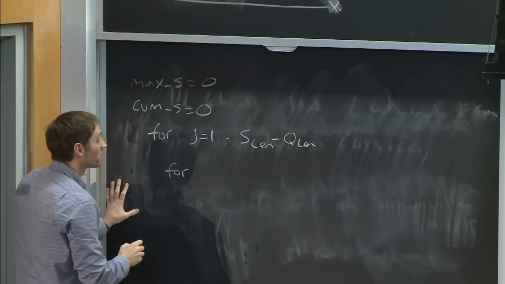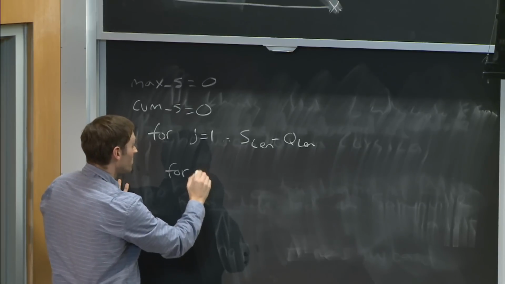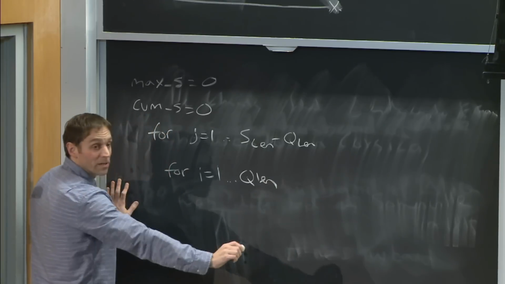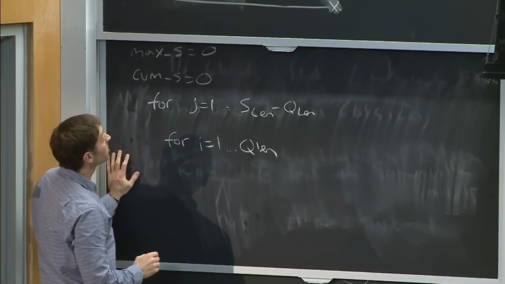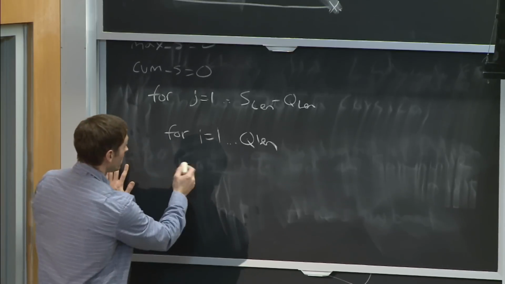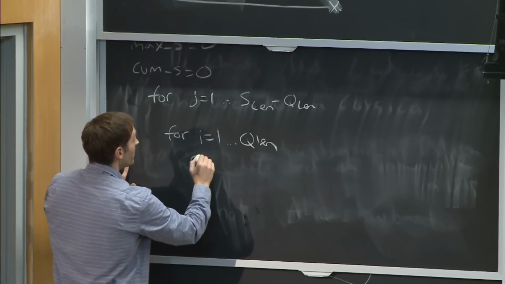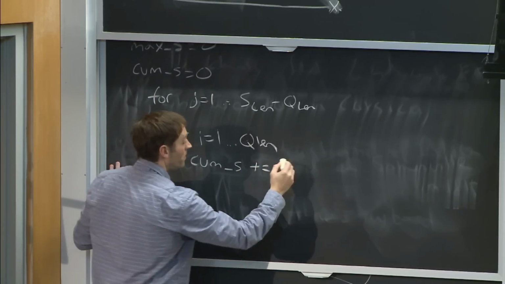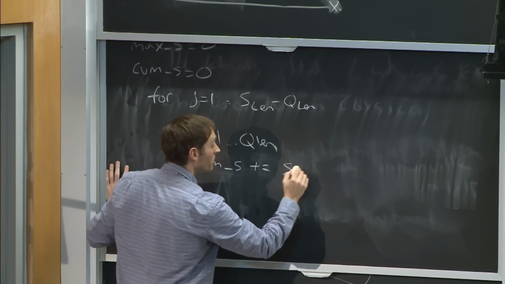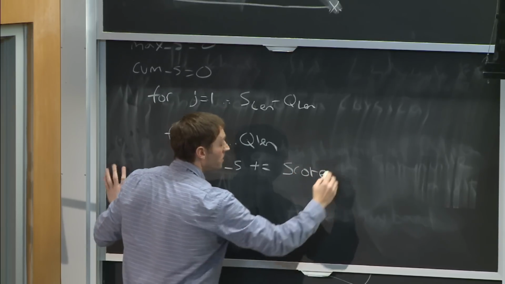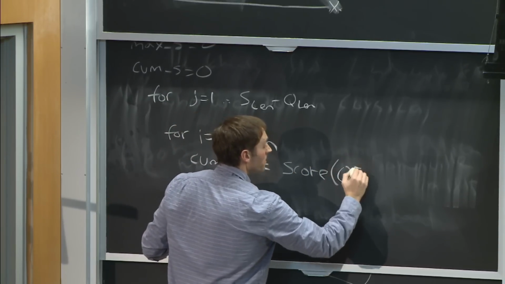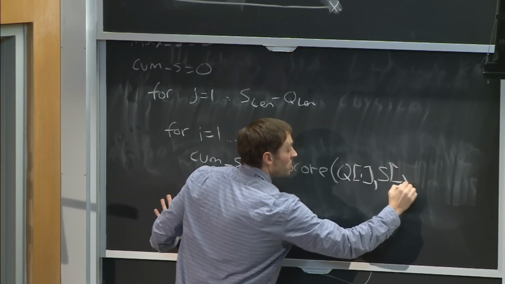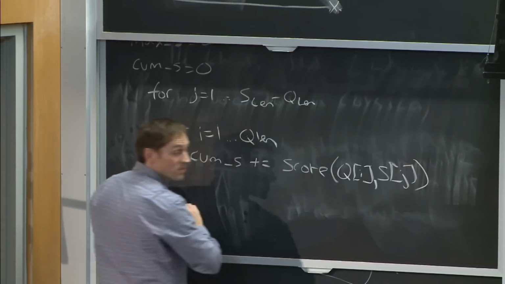Don't worry too much about this. And again, this is not real code, obviously, it's pseudo code. So then this will be, say, 1 to query length. And so this will be now going along our diagonal. Okay, and we're going to plot the cumulative score. So here you would have an update where cumulative score plus equals the score of query position i matched against subject position j, right? So that's just cumulative score.